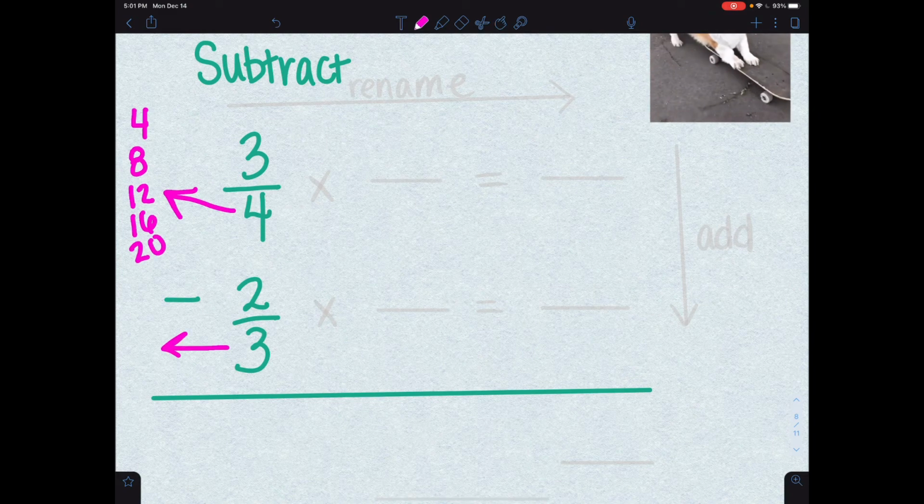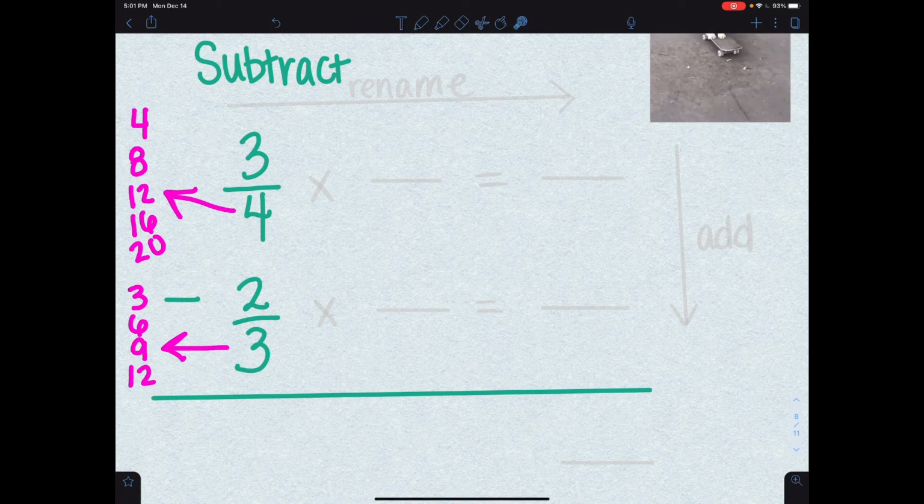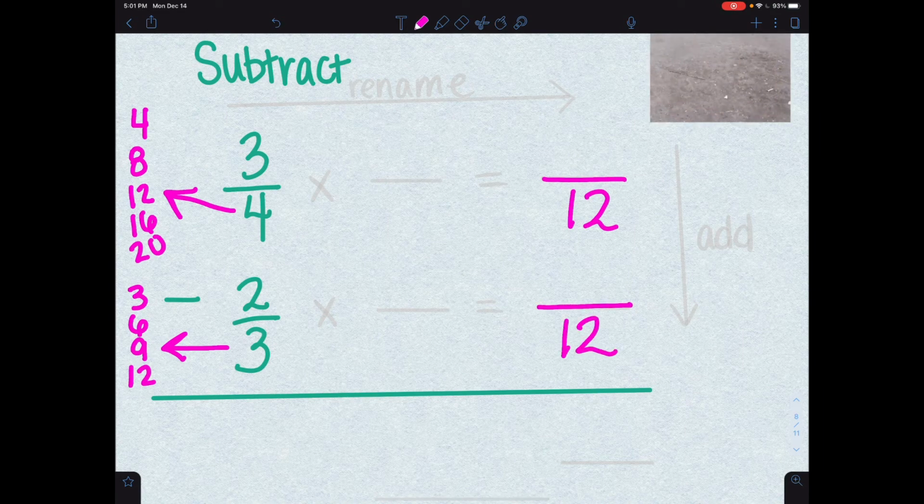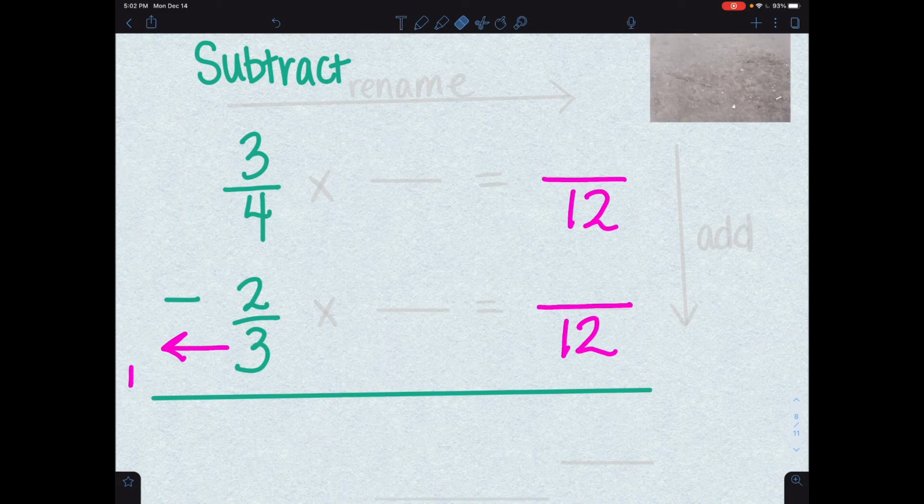What are the multiples of 3? We've got 3, 6, 9, 12. Oh, there it is. That's the one that matches. We've got a winner. We've got a 12 here and a 12 here. So the new denominator is going to be 12. I'm going to write that way over here so I have a chance to multiply. Okay, now that I found that, I'm going to subtract this so this doesn't get too confusing for us.